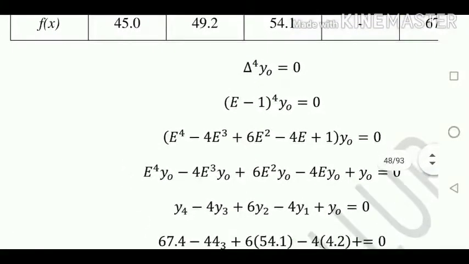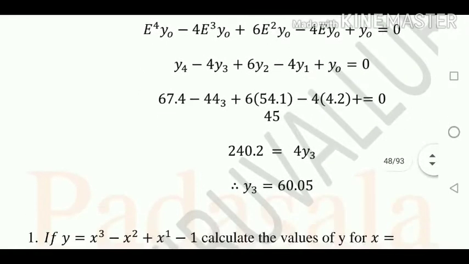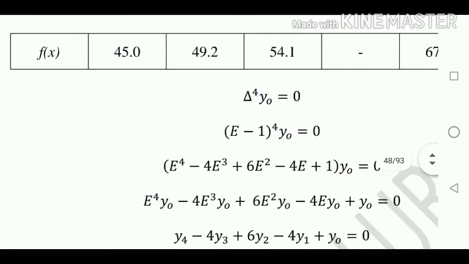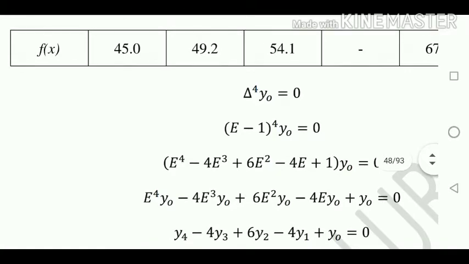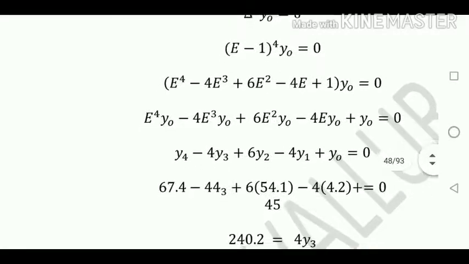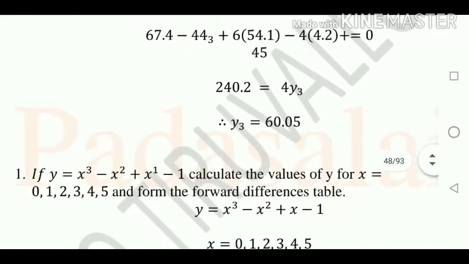After substituting these values we get 240.2, that is 4y3. Here it is not 44.3, it is 4y3, since we don't know the value of y3. The last term is y4 and the missing term before that is y3. The terms are y0, y1, y2, y3 and y4. Substituting the values and dividing by 4, that is 240.12 divided by 4, we get 60.05 as the answer.